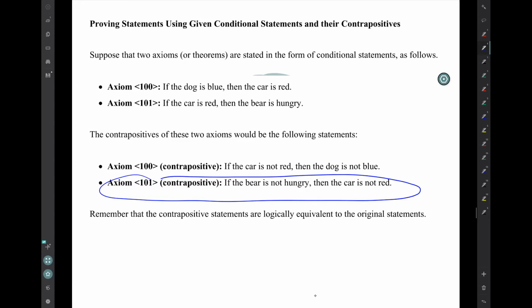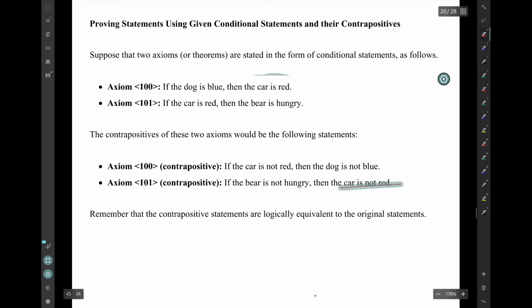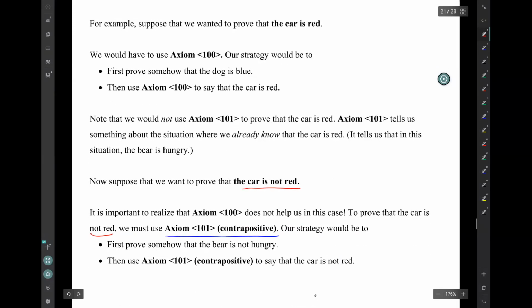Now, what would the strategy have to be? We would have to first somehow show that the bear is not hungry, and then once we know that the bear is not hungry, we could use this axiom to say, well, since the bear is not hungry, we can say the car is not red. So our proof strategy would be to prove somehow first that the bear is not hungry, and then use that contrapositive version of Axiom 101 to say that the car is not red.